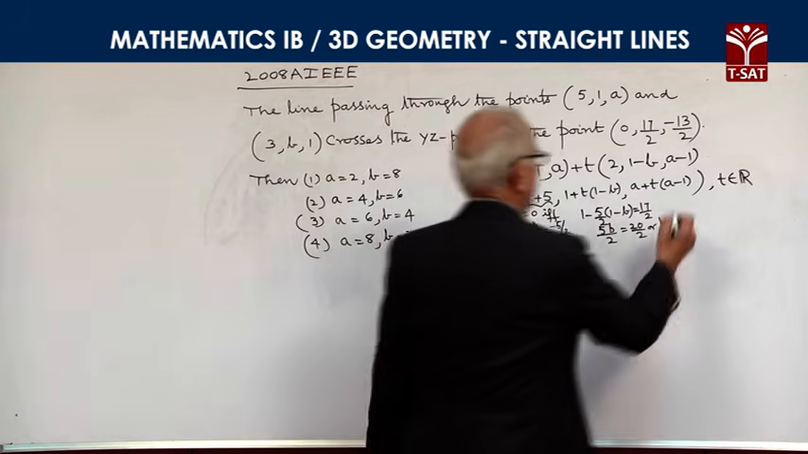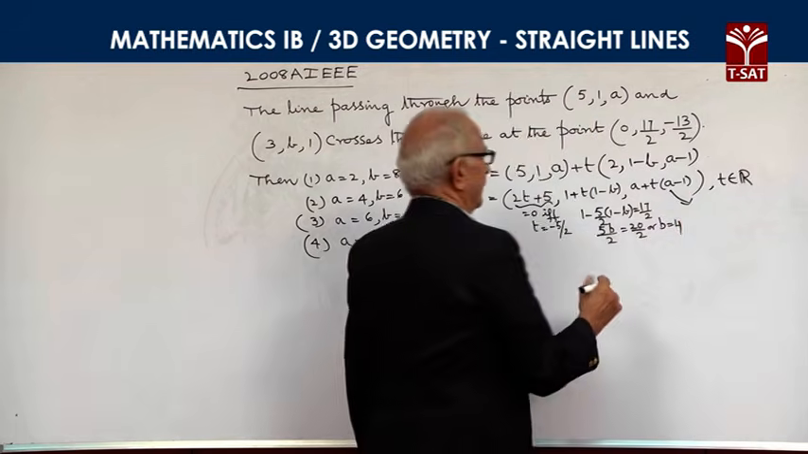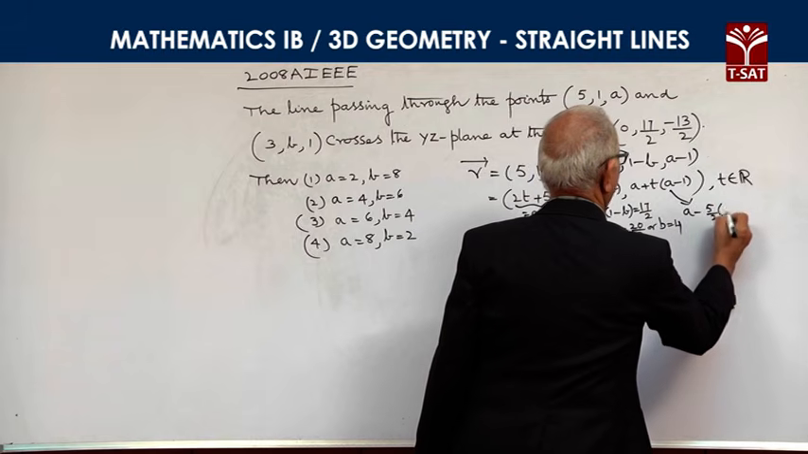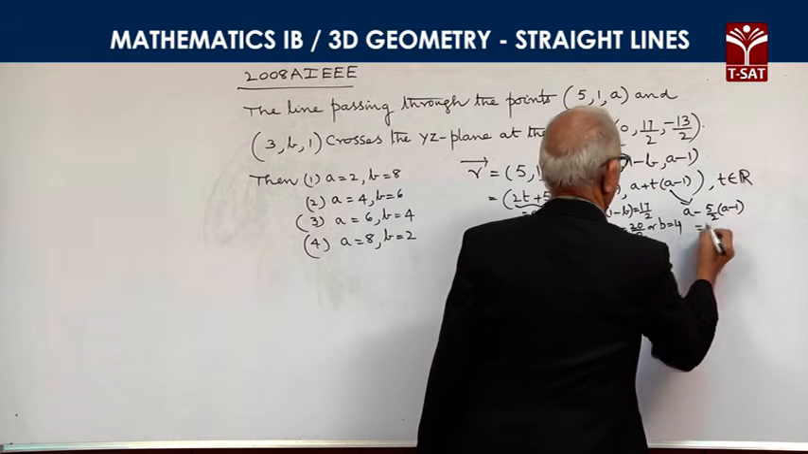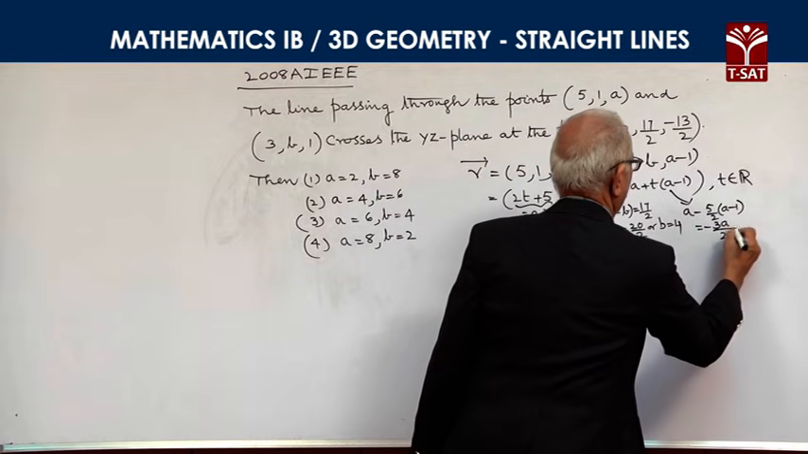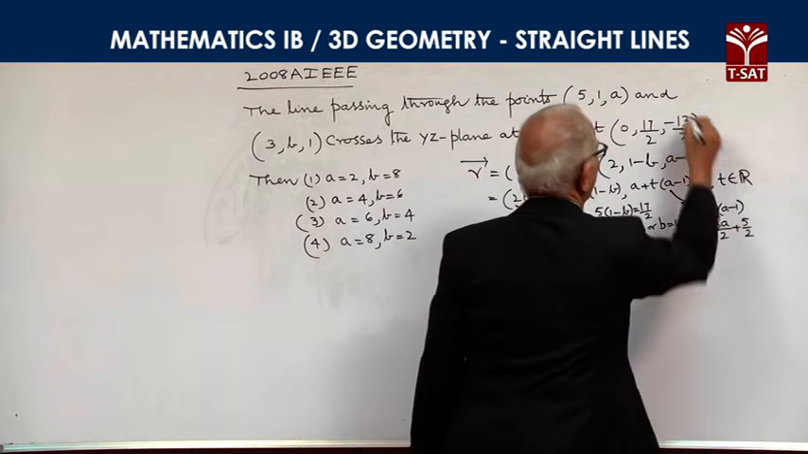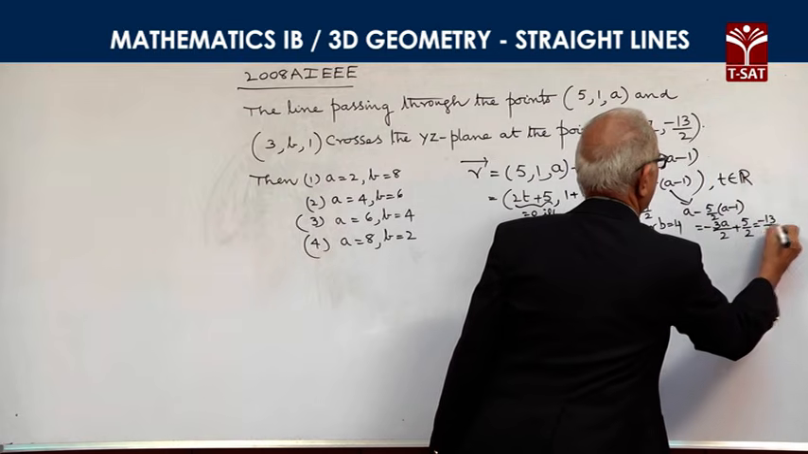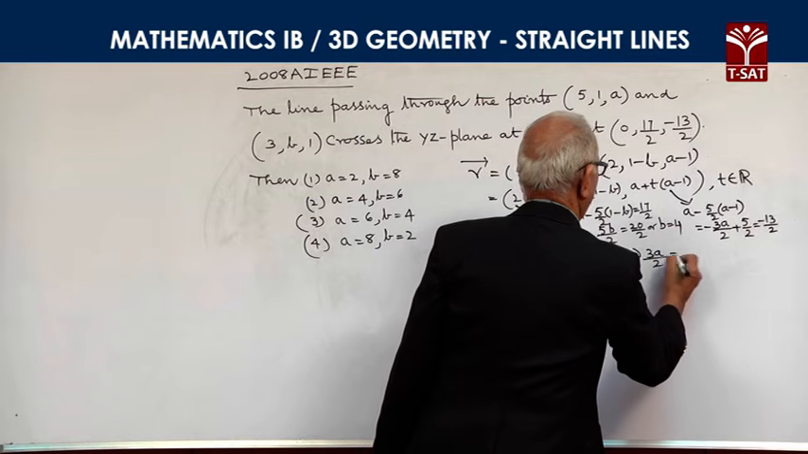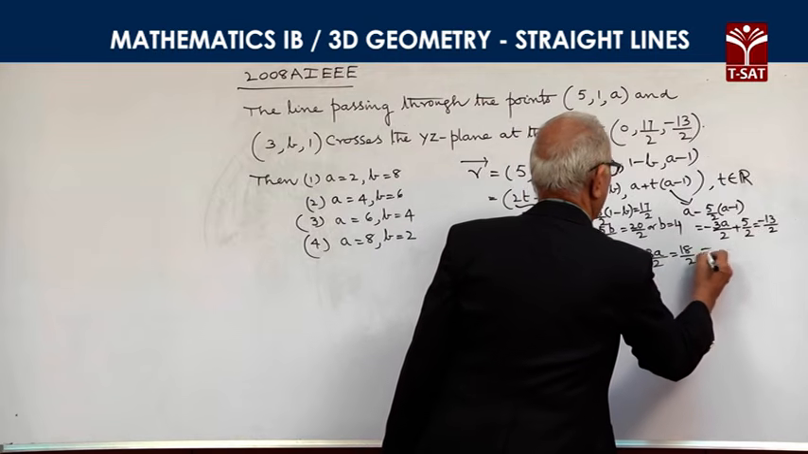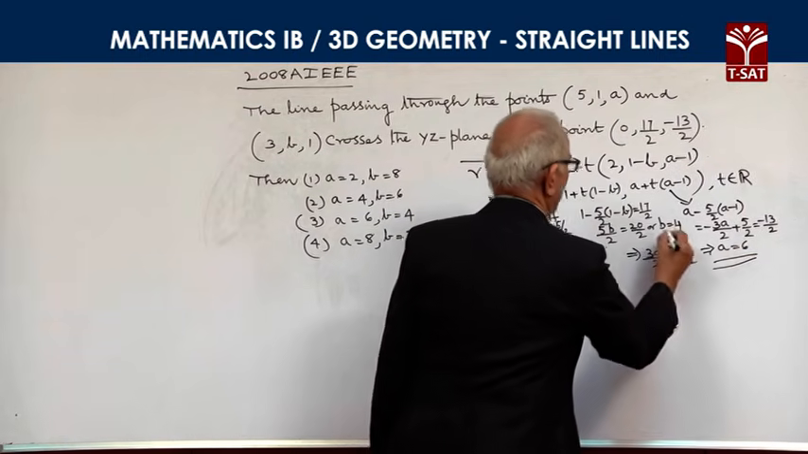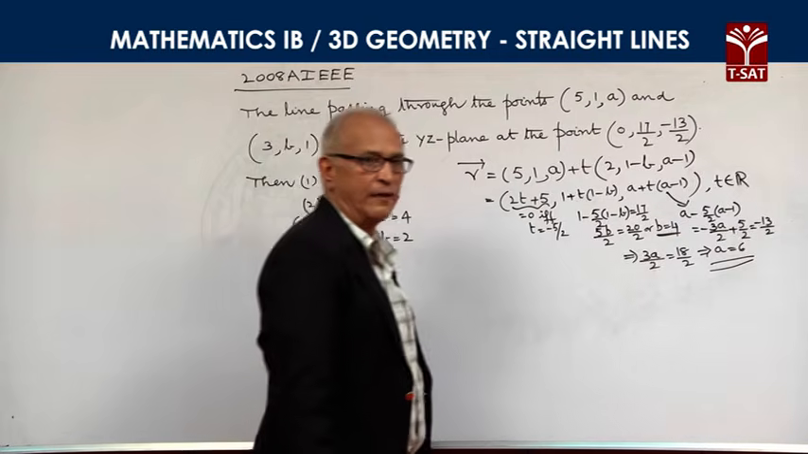And the last one, a plus t, that is minus 5 by 2 into a minus 1, that is equal to minus 3a by 2 plus 5 by 2. Now this is given to be minus 13 by 2. This gives you 3a by 2 equal to 18 by 2, or a equal to 6. So the values of a and b are a equal to 6 and b is equal to 4.